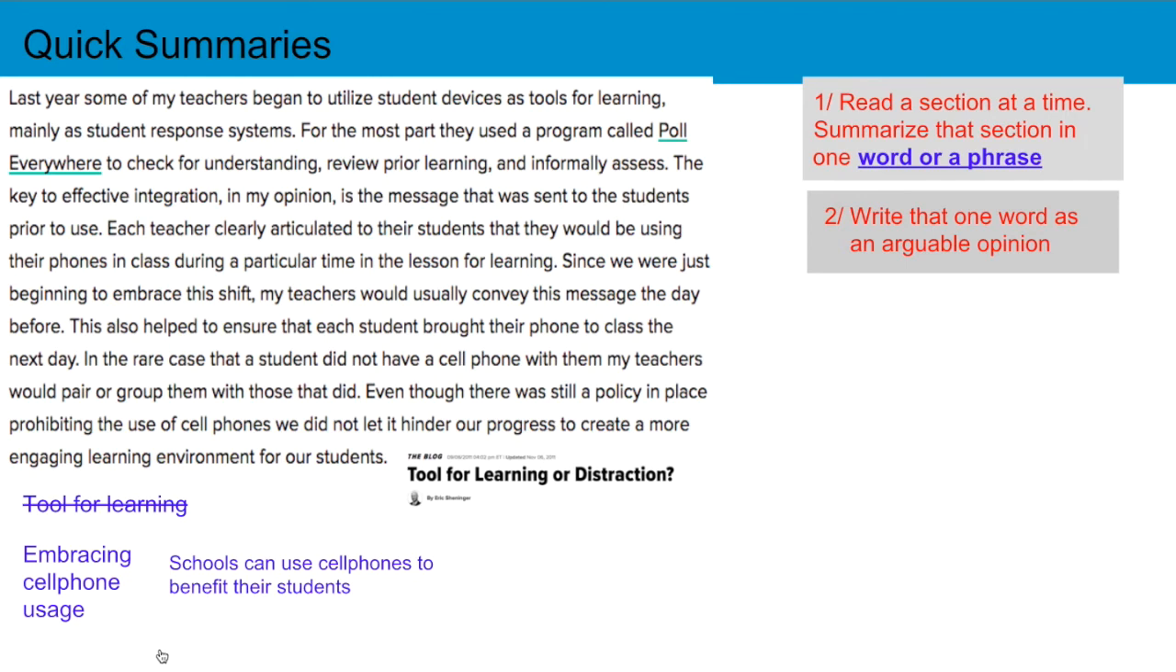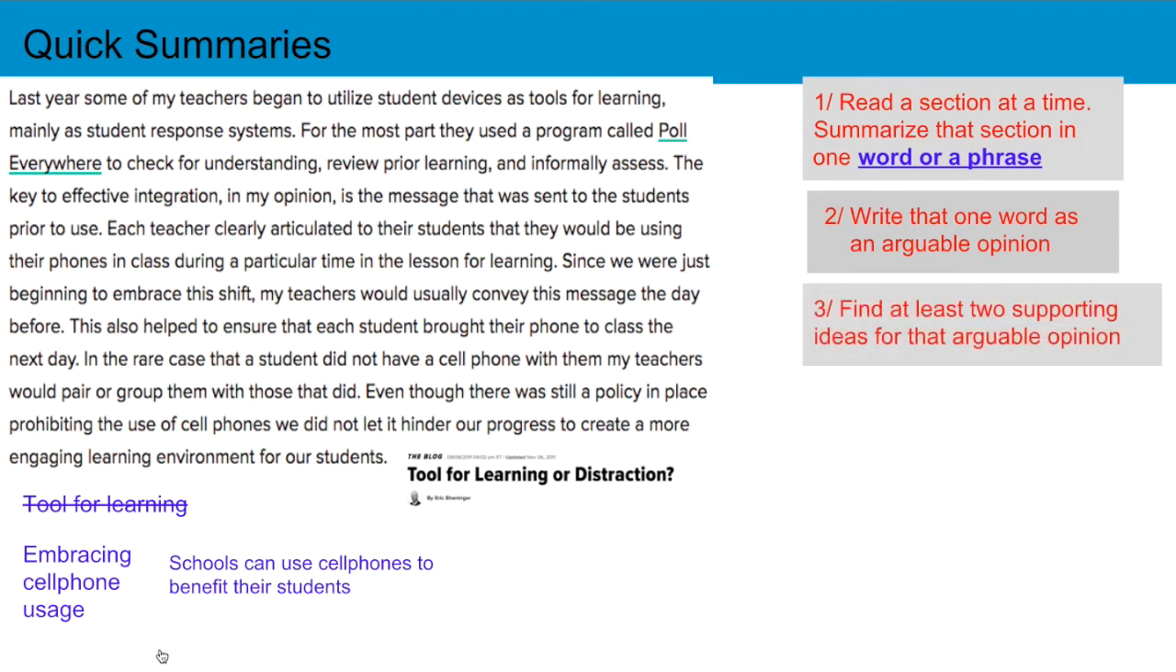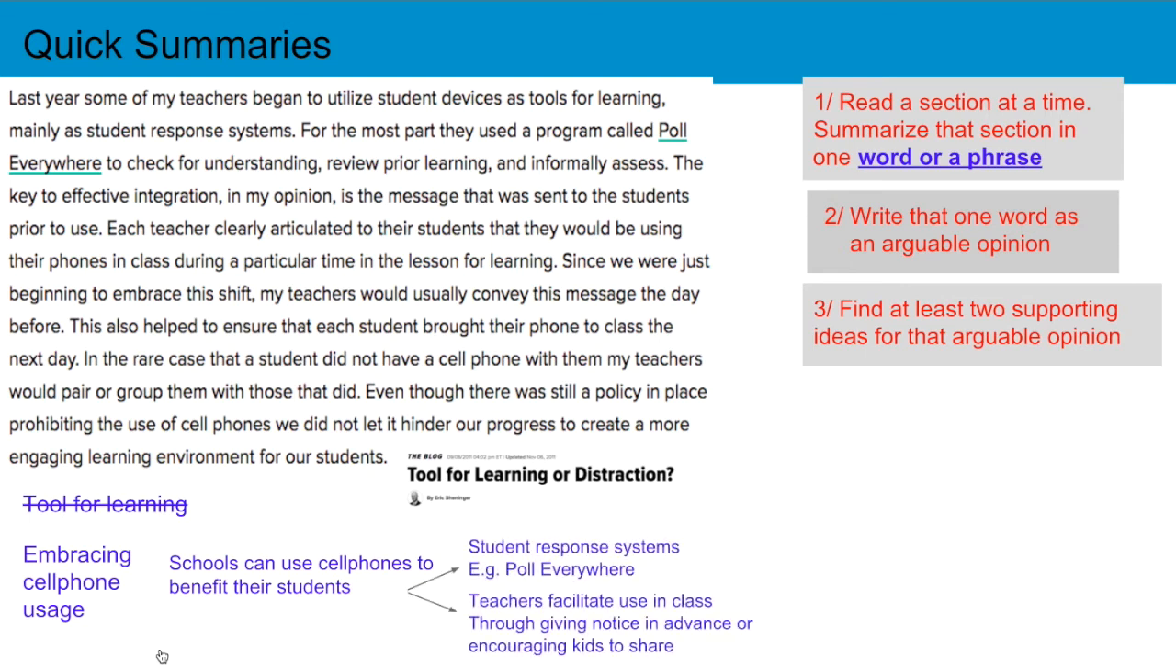Once I've written it as an arguable opinion, I'm going to look for some support in that text for my arguable opinion. So I'm finding at least two ideas to support it. One of the ideas that I saw in there was student response systems, which are ways schools can benefit their students with cell phones. Another way is teachers facilitating their use in class through giving notice in advance or encouraging kids to share. So that's two ways that embracing cell phone usage can actually benefit students.